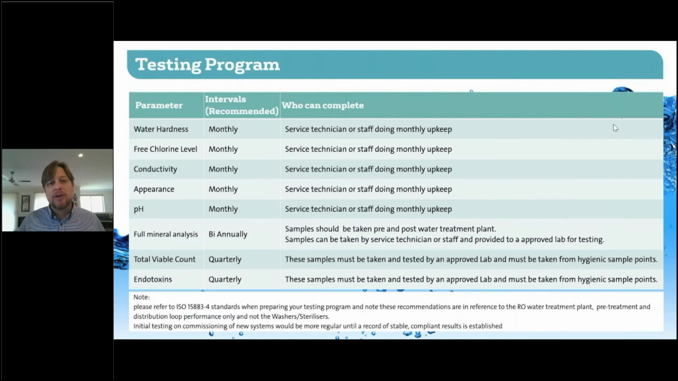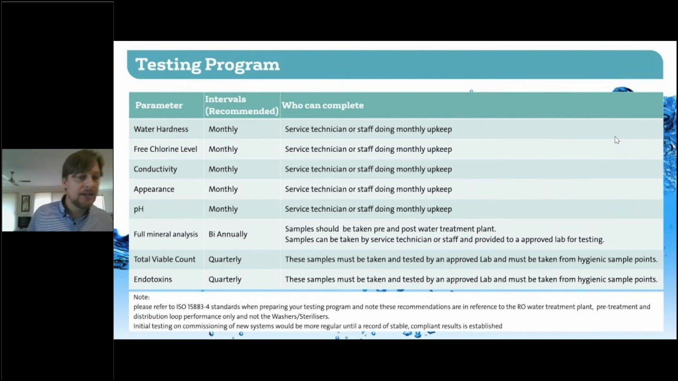So I get a lot of questions about testing. Testing is obviously very important, and this just gives you a bit of a rundown of your basic tests. Obviously, when you're designing your testing program, you need to refer to your ISO 15883-4 standards. Your basic water hardness and free chlorine level, which you're testing before the RO to make sure that your softeners and your carbon filters are working.